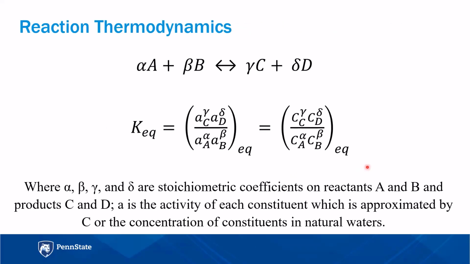Okay, so to give a quick overview of reaction thermodynamics, an example reaction is written here, where alpha, beta, gamma, and delta are stoichiometric coefficients on reactants A and B and products C and D. The equilibrium constant, or KEQ value, quantifies the relative amounts of products to reactants at chemical equilibrium, which occurs when the forward and reverse reactions occur at the same rate. In this KEQ equation, the letter A represents the activity of constituents, which can be approximated by concentrations in dilute natural waters.